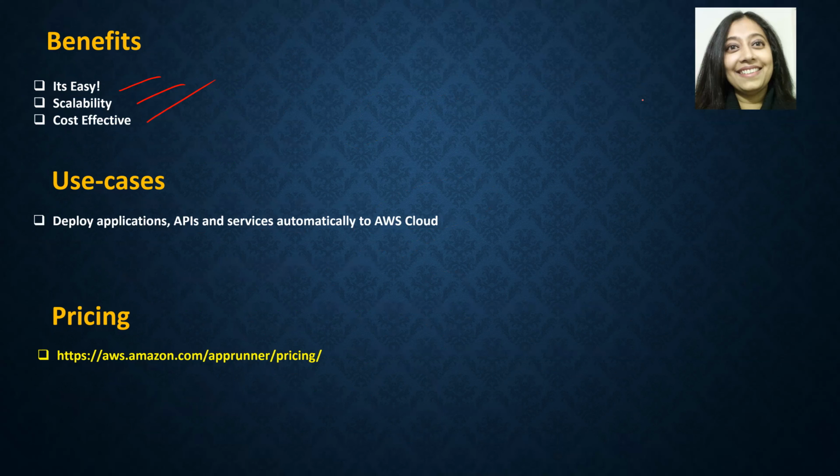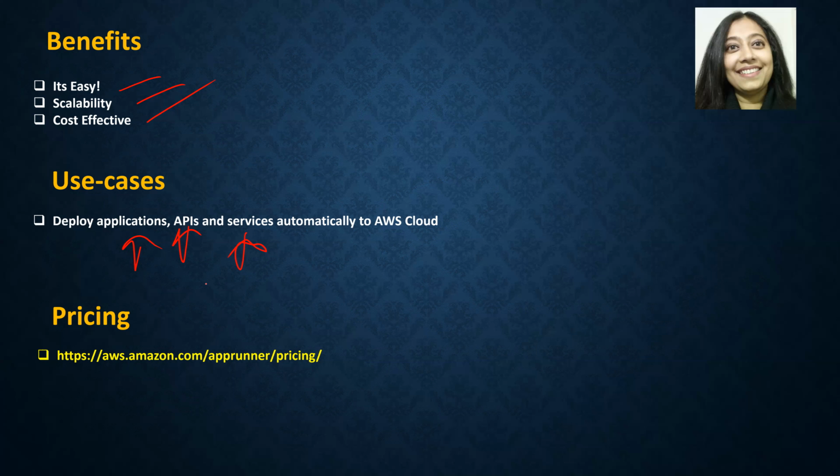Use cases. Where can you use this service? You can, of course, use this particular service to deploy applications, APIs, services, and basically have them automatically deployed to AWS Cloud. As long as you know where your source code is or where your container is, you can have it deployed to AWS Cloud in a fast and simple manner, let me put it that way. And of course, it's cost effective.